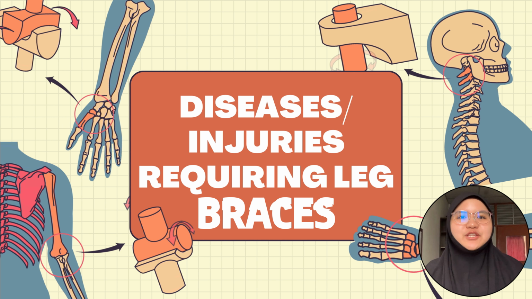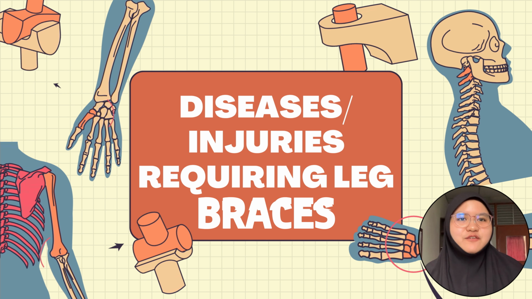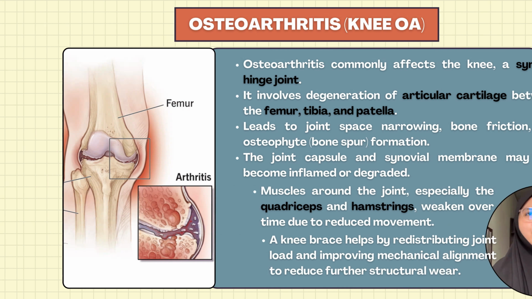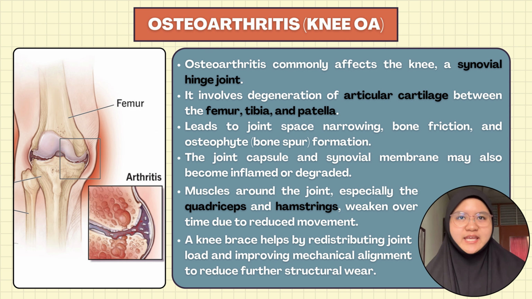Next, we are going to look at examples of diseases or injuries that require the usage of leg braces. First, osteoarthritis, or OA, most commonly affects the knee, which is a synovial hinge joint. This condition involves the degeneration of articular cartilage, the smooth layer that covers the bone surfaces within the joint, specifically between the femur, tibia, and patella. As the cartilage wears away, the joint space narrows, causing bone-on-bone friction.